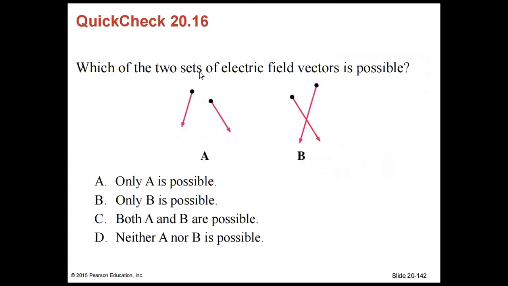So which of the two sets of electric field vectors is possible? Can you say? Only A possible, only B possible, both A and B are possible, neither A nor B possible. Which of the two sets of electric field vectors is possible? So think, actually both A and B are possible.